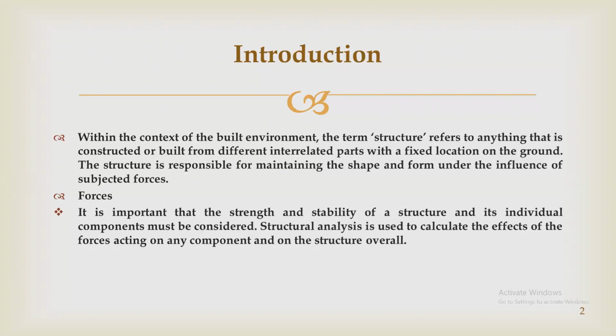So the structure means anything that is constructed or built from different interrelated parts with a fixed location on the ground. That means a structure must be located on a fixed location on the ground, and it will have different components. Say if you consider a building, it will have different components like beams, columns, footings, slabs, staircase. If you are considering a multi-storied building, then it will have stairs. Or if you consider an Assam type building, then it will have a roof. That means your roof might be your king post truss or queen post truss.